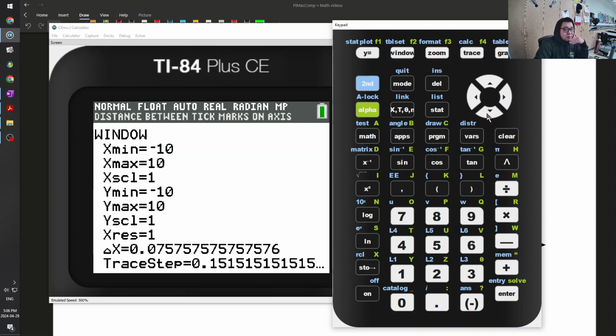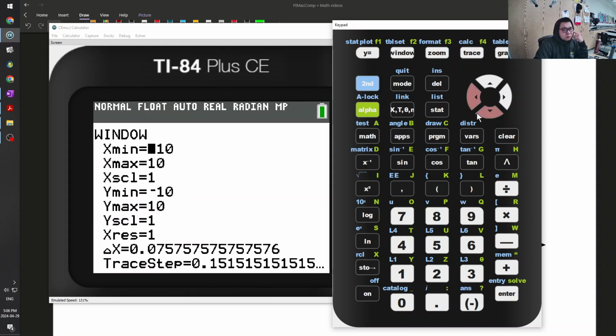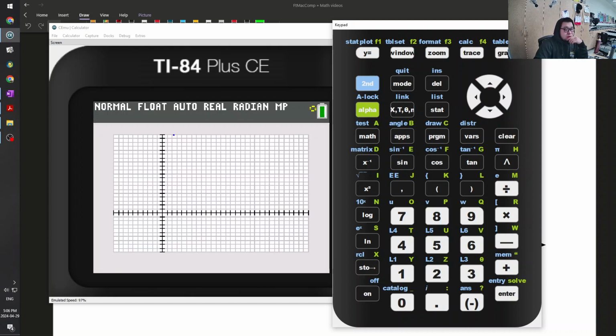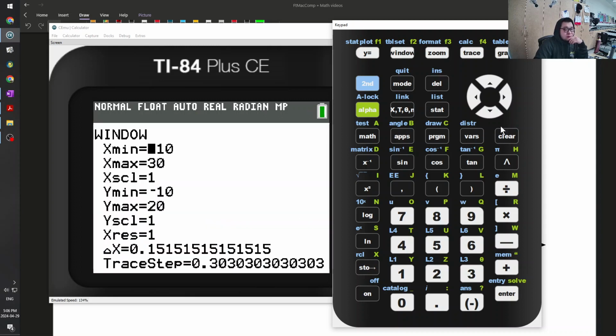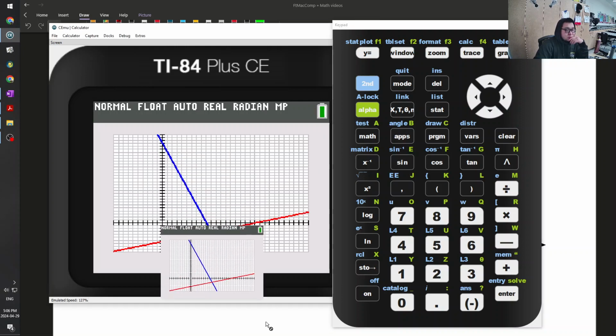More up means a y maximum value. Seems like a lot. Let's change y max to like maybe 20. Okay, more to the right means x max. X max also seems to be a lot. Let's change it to 30, see how it looks. Okay, x max is enough, y max is not enough. Y max needs to be bigger, so let's change it to 40. It doesn't really matter, 30 probably works fine too. Okay, perfect.